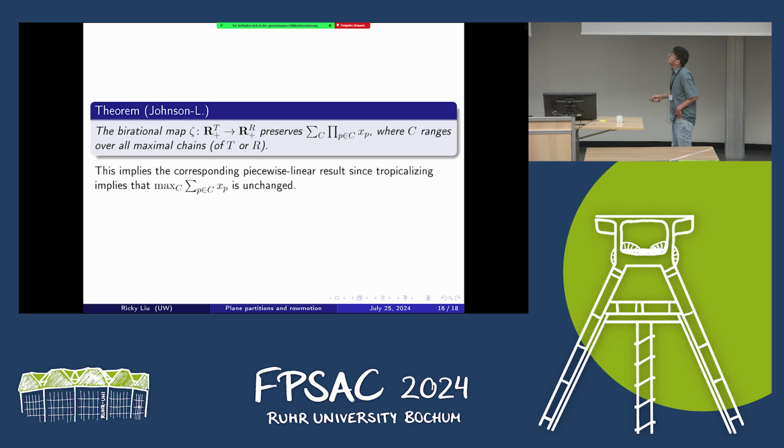So that's the theorem, namely that this map zeta preserves this sum of the product over all chains of this labeling. And this actually implies the piecewise linear result, since if you tropicalize this sum of the weights, then you get the maximum of the sum over these chains. And if we know that that is fixed, then that implies that if you were in the chain polytope to begin with, then this is at most 1, and if it's unchanged, it stays at most 1. So that's what we need.